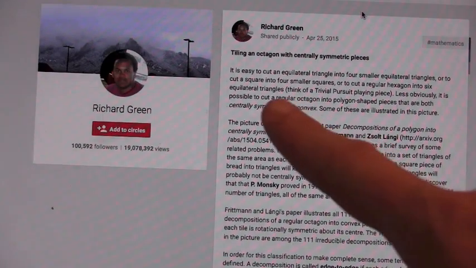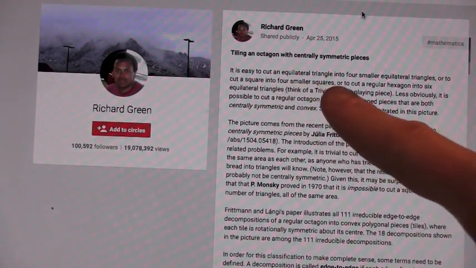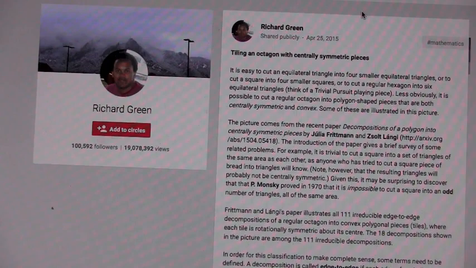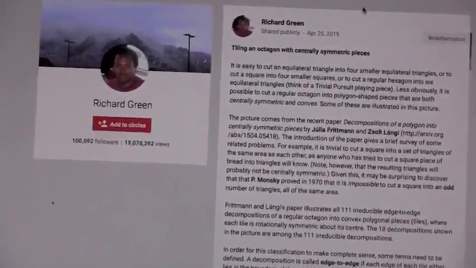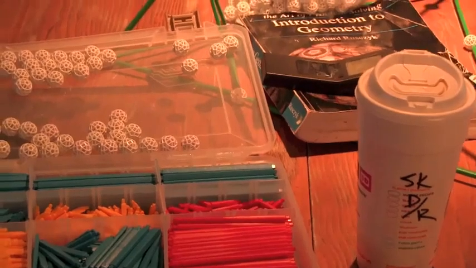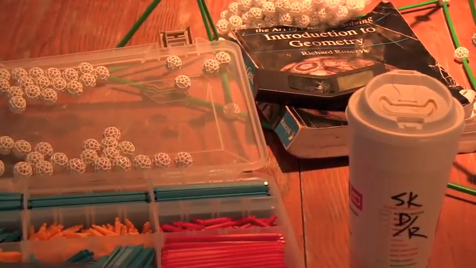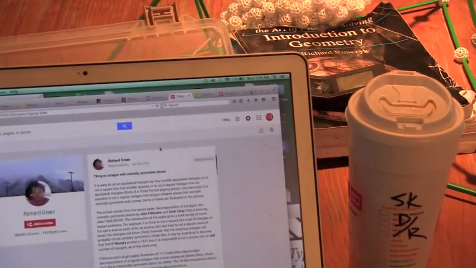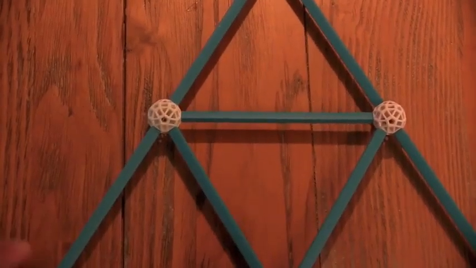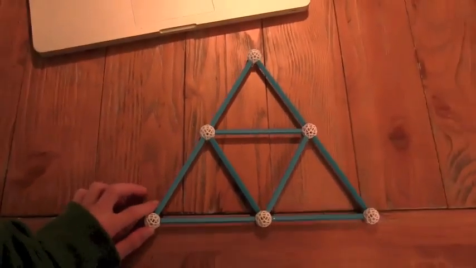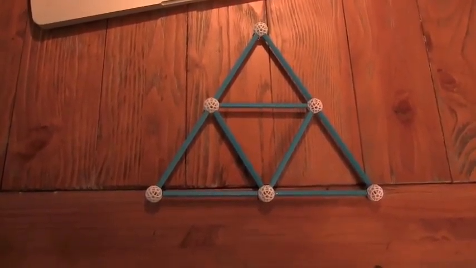So he begins by saying it is easy to cut an equilateral triangle into 4 smaller equilateral triangles. Do you know how to do that? Yep. Okay, let me zoom out and up, and you can show that you built that. So it is easy to divide an equilateral triangle up into 4 smaller equilateral triangles. Is that in the picture? Almost. Oop, I zoomed in too much. There we go. Okay, so how did you do it?